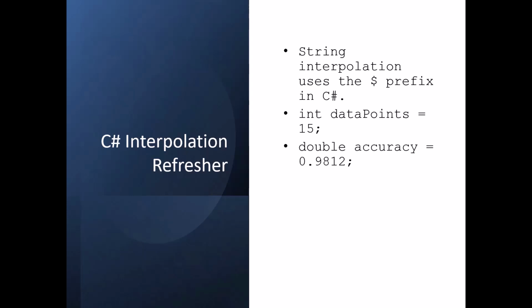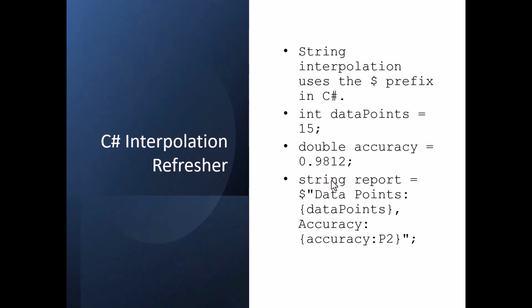So here is another example. Now, int dataPoints 15, double accuracy 0.9812, string report. This is the string interpolation in C#, $, and then a pair of curly braces dataPoints, and accuracy is {accuracy:P2}. Those of you who have not been acquainted with this, P2 is formatting this accuracy double to 2 places of decimal, and Console.WriteLine report.